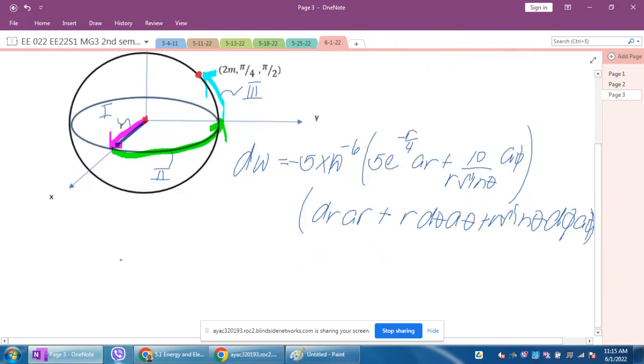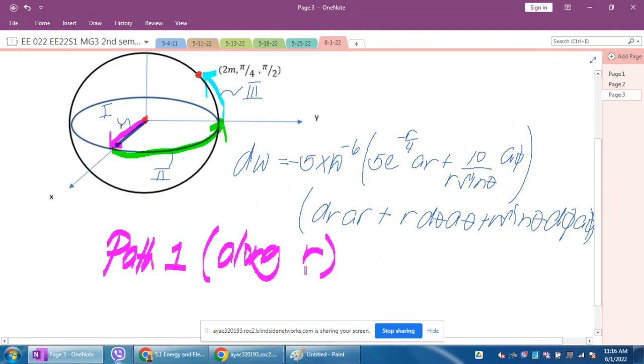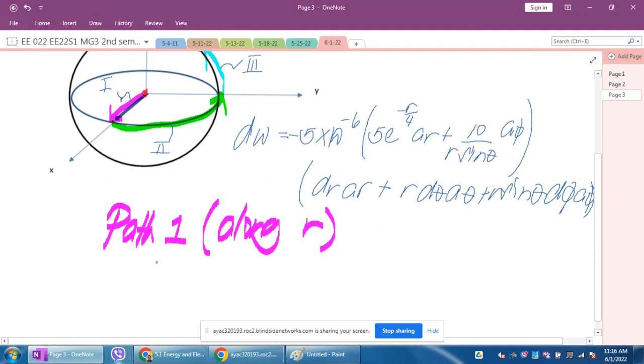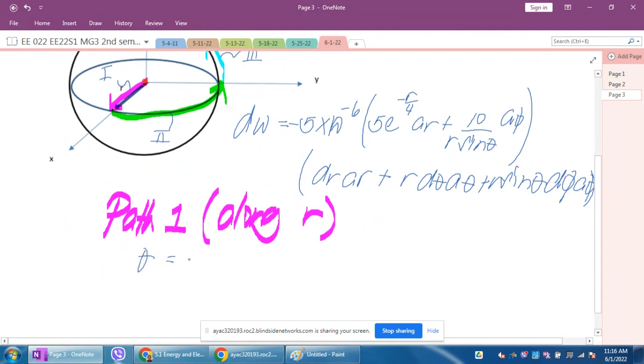Okay. Now, sa path number 1, gamitin ko yung color. Sa path number 1, along r po tayo. Along r. So, ibig sabihin po, if we are traveling along r, yung theta at yung P, 0. So, path 1, theta, t, d theta, dt, lahat po yan 0.